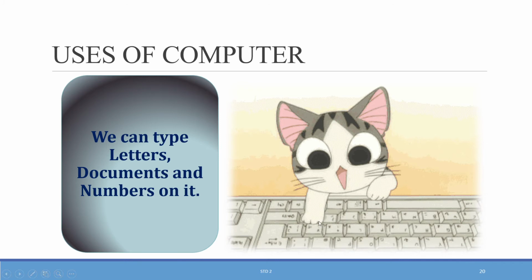See here the cat is using the keyboard. You can see here so many buttons, that is a keyboard, right? A keyboard, and the keys are being pressed by the cat. So it means she is typing something, right? She is typing something. So we can type letters, documents, numbers on it in a computer, right?